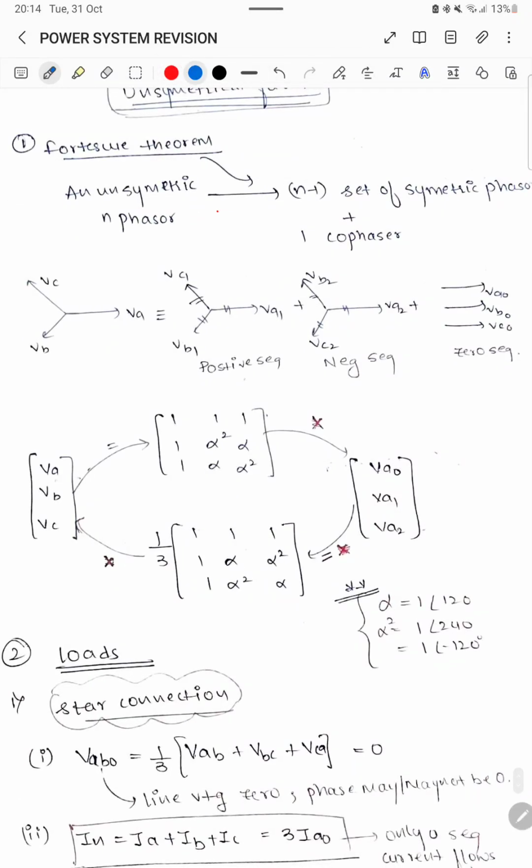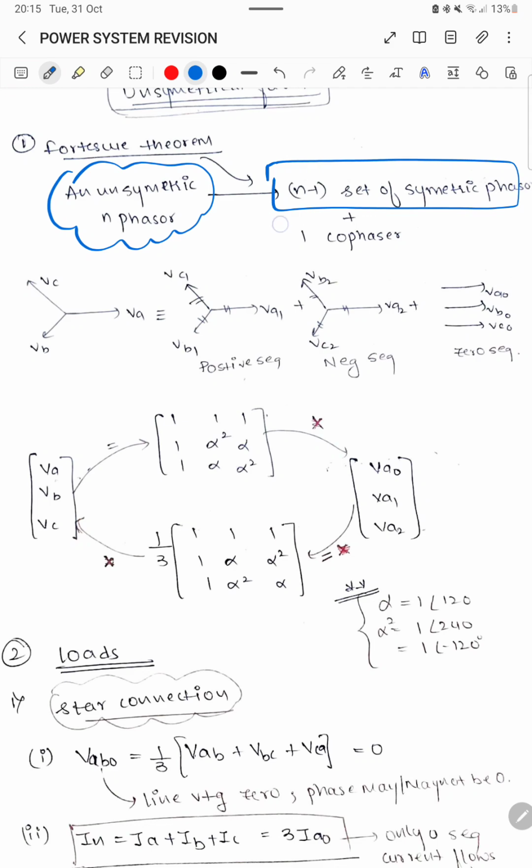Why do we need Fortescue theorem? To analyze unsymmetrical faults is very difficult. So to convert these unsymmetrical phasors to symmetric phasors, we use Fortescue theorem. Using Fortescue theorem, an unsymmetric network phasor can be converted into a set of n minus 1 symmetric phasors plus 1 co-phasor. Since we have 3 phases, we will have 2 sets of symmetric phasors and 1 co-phasor.